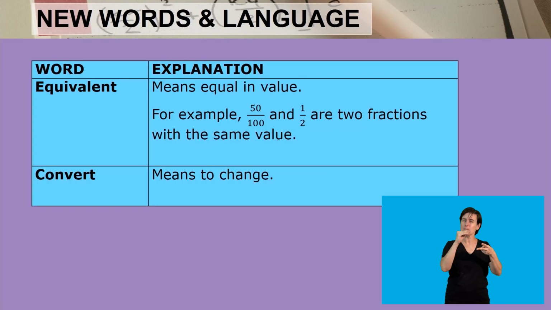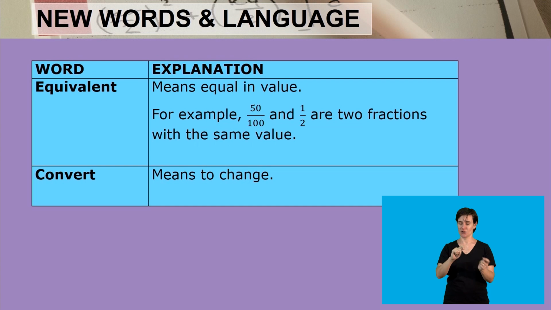The second word is convert, which means to change. We'll be given a statement, and the expression or numbers that are given, we would need to change them depending on what they say we should convert them to. So the word convert is a new term, but it represents change.